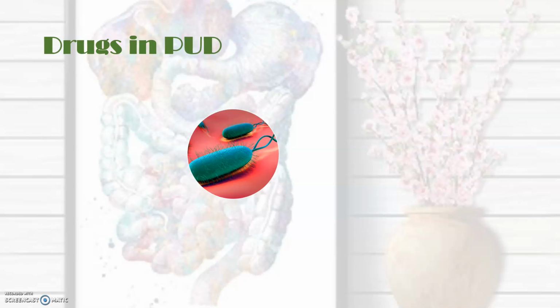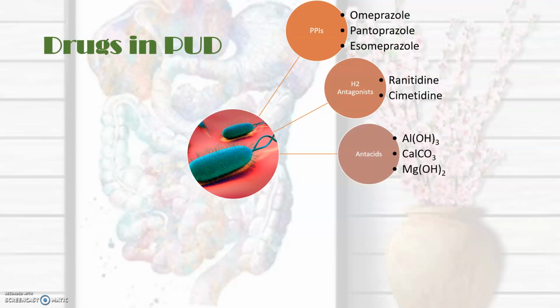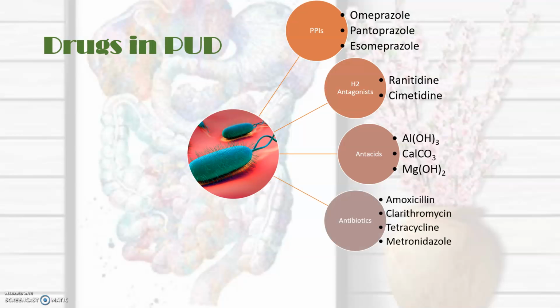So with peptic ulcer disease, the drugs that we often come across are proton pump inhibitors such as omeprazole, pantoprazole or esomeprazole, H2 antagonists, ranitidine and cimetidine, antacids such as aluminium hydroxide, calcium carbonate and magnesium hydroxide, antibiotics including amoxicillin, clarithromycin, tetracycline and metronidazole, and other drugs including bismuth, misoprostol and sucralfate.